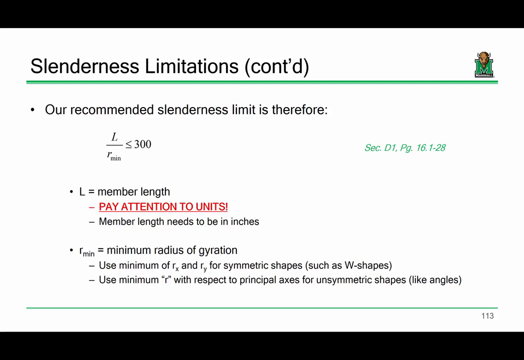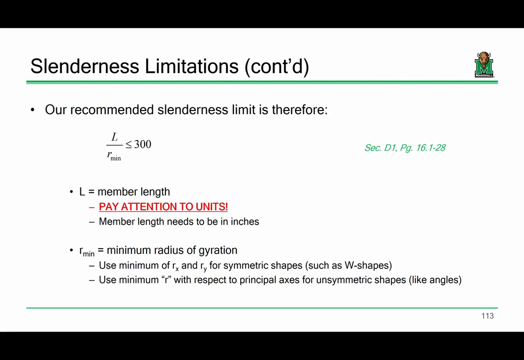Now, first off, with the member length, pay attention to the units. I cannot stress this enough. Pay attention to the units. Member lengths tend to be in feet, but radii of gyration tend to be expressed in inches. So if you have a member that's 20 foot long and a radius of gyration that's 2.5 inches, you take 20 divided by 2.5, it's going to be wrong. You have to convert your member length to inches so that the computation comes out unitless.